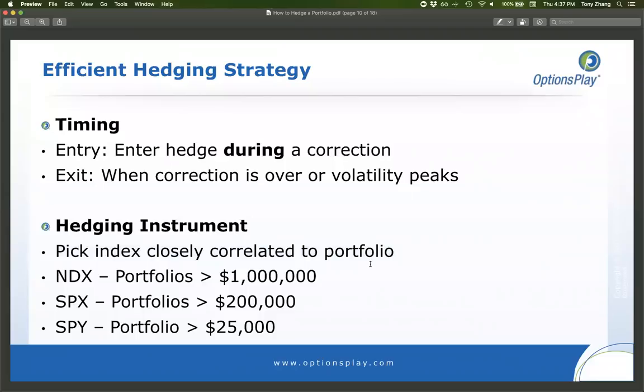Now, as far as figuring out how much to trade, this is really where it depends on the size of your portfolio. So if, let's say, you have a $1 million portfolio, you might want to hedge with NDX, which is the NASDAQ 100 full index value. If you have a portfolio greater than $200,000, you might want to look at SPX, the S&P 500 index option, might be a suitable vehicle. And if you have a small portfolio, about $25,000, perhaps SPY, the ETF, is a bit more suitable. So picking an instrument based on the size of your portfolio is also something you want to consider.